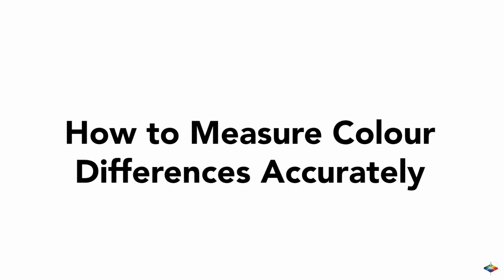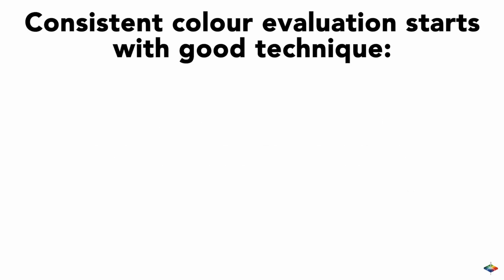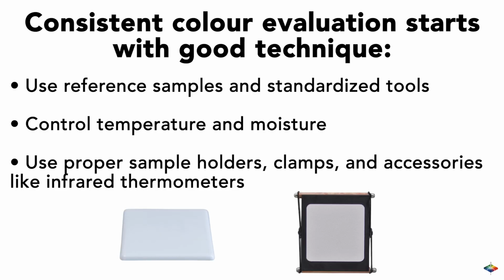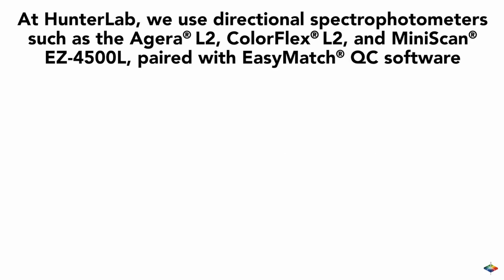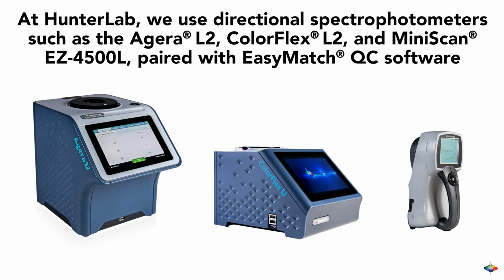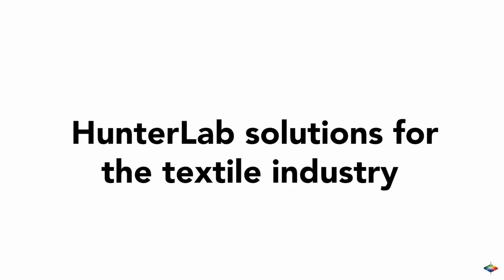How to measure color differences accurately. Consistent color evaluation starts with good technique. Use reference samples and standardized tools. Control temperature and moisture. Use proper sample holders, clamps, and accessories like infrared thermometers. At HunterLab, we use directional spectrophotometers such as the Agera L2, ColorFlex L2, and Miniscan EZ4500L, paired with EasyMatch QC software.